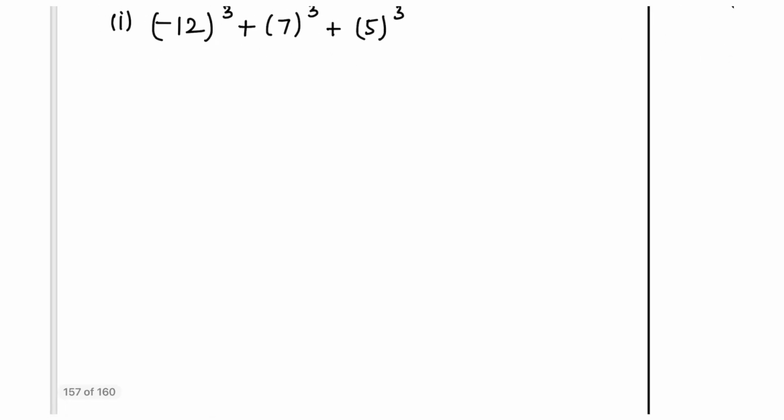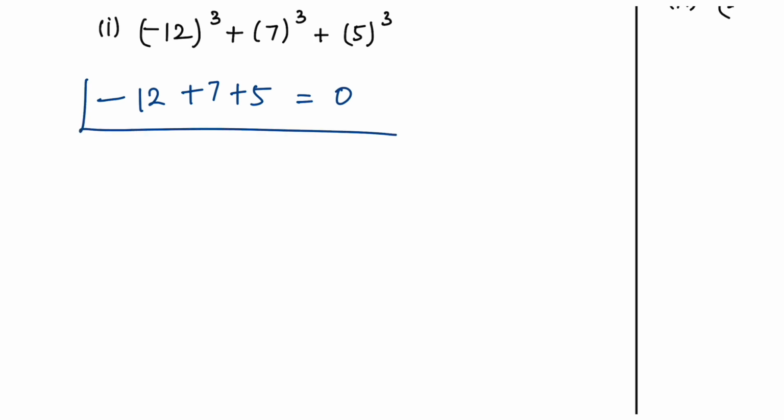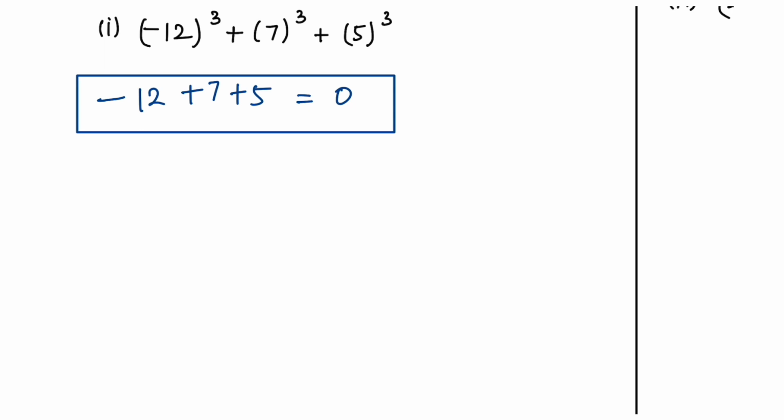The first subdivision here is minus 12 the whole cube plus 7 the whole cube plus 5 the whole cube. Now if you could observe something, minus 12 plus 7 plus 5, if you add these three numbers, that comes out to 0.